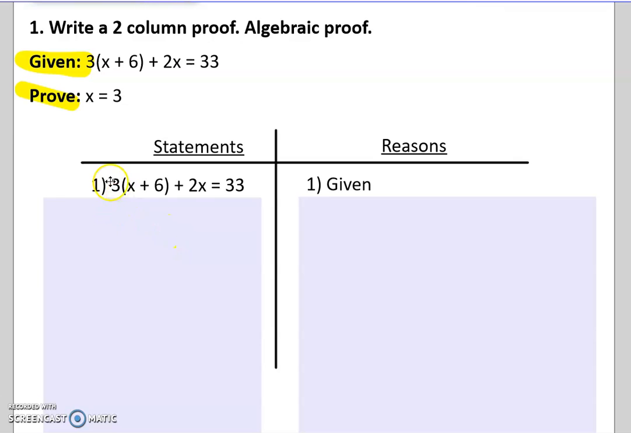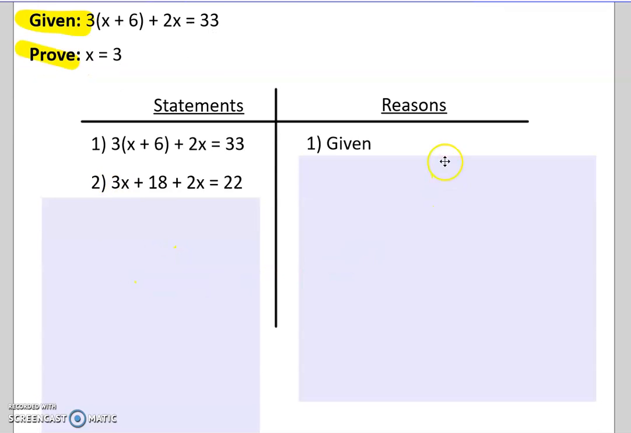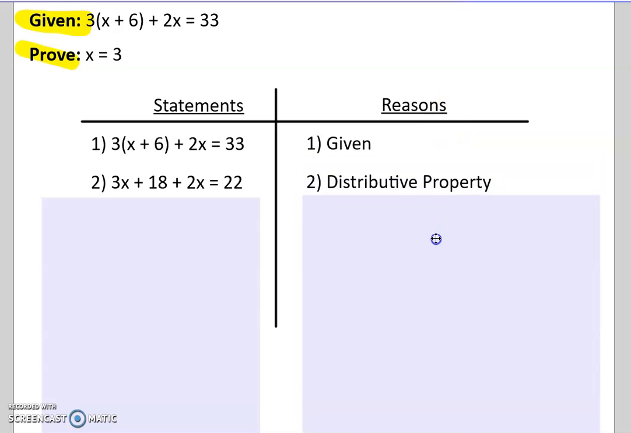You're probably looking at that 3 and you want to distribute it, and that's the right move. And what's your reasoning? The distributive property, okay? These ones are pretty straightforward when we do algebraic proofs.